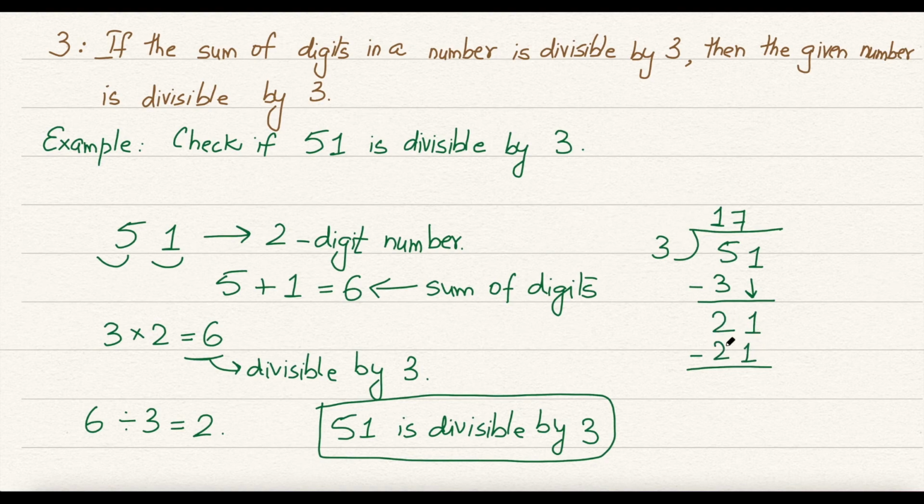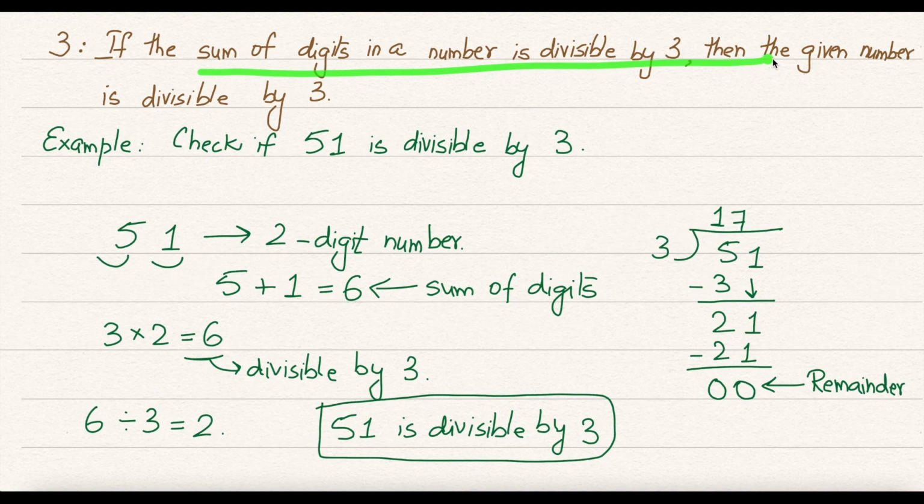Then you will subtract these numbers. 1 minus 1 is 0 and 2 minus 2 is also 0. The remainder is 0. That means 51 is divisible by 3. This statement has been proved correct.